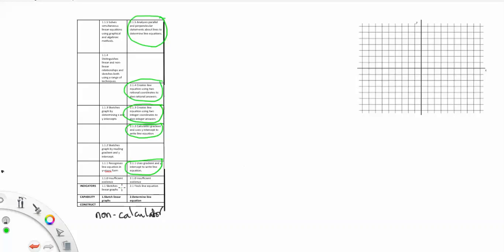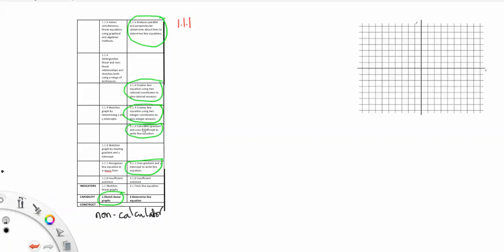So in the previous part we went through determining a line equation. For this part we're going through how to sketch linear graphs. Now there are a number of skills that get harder and harder that demonstrate that you can sketch linear graphs. The first one, which is 1.1.1, is recognizing the line equation.